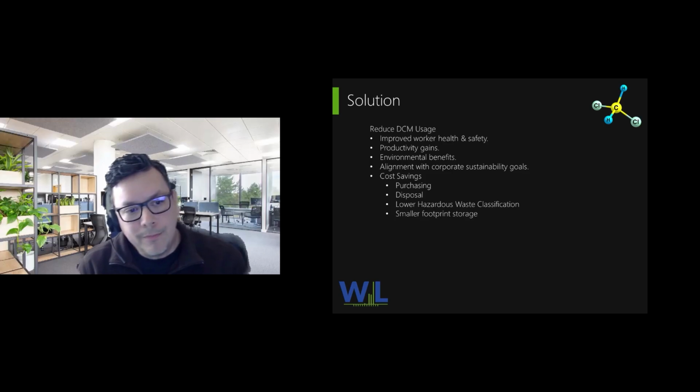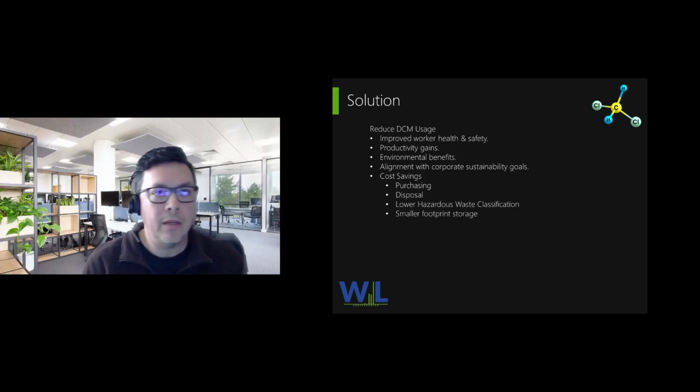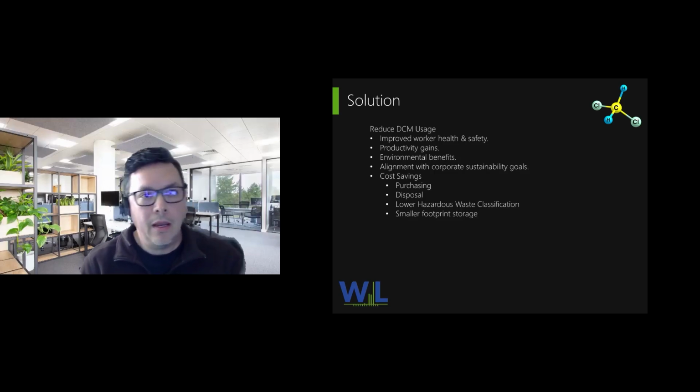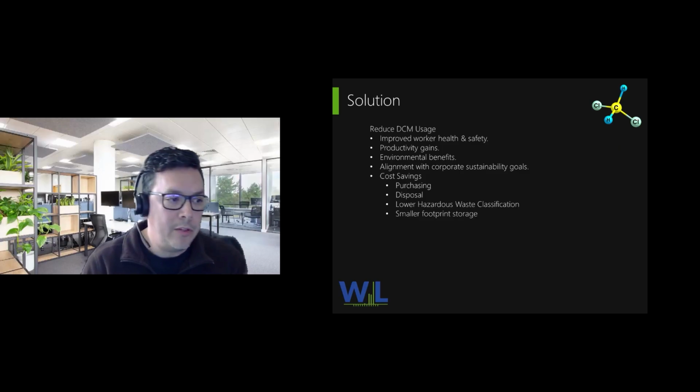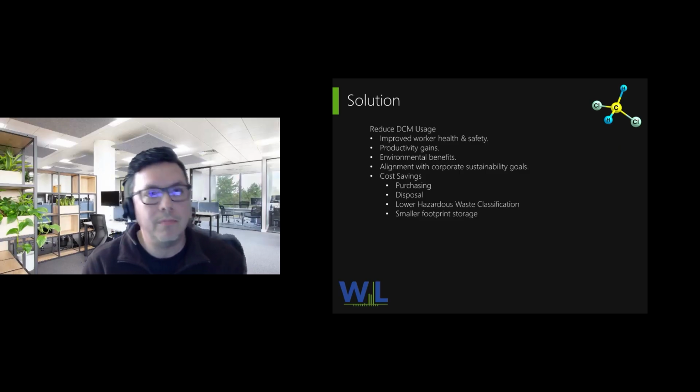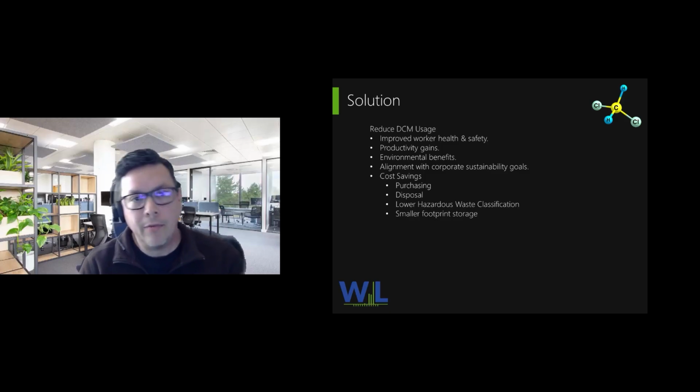And so the solution is to reduce it, right? And it makes sense to reduce it. So it makes sense to use less. It's going to improve worker health and safety. It's going to create a better working environment at the lab. There's productivity gains. Instead of having to utilize 200, 1,000 mLs of methylene chloride, you will be using fewer amounts. Like you'll be using 10 mLs. There's environmental benefits. Having less methylene chloride in the lab, it's going to produce less fumes, less methylene chloride up in the air, and it's going to align better with your corporate sustainability goals.